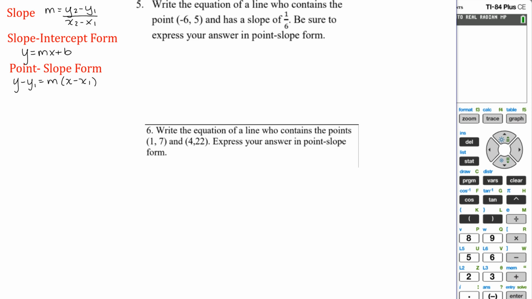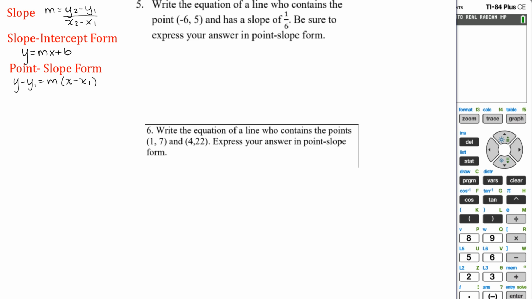Hey everyone, so I just want to go over how to write the equation of a line in both slope-intercept form as well as point-slope form. And later on in the video, we're also going to look at how to graph a line and how to graph an inequality.